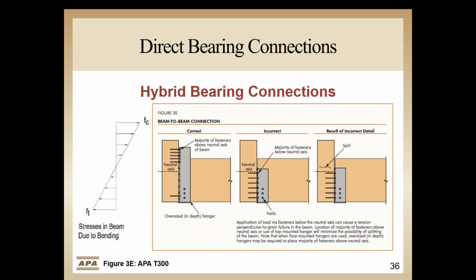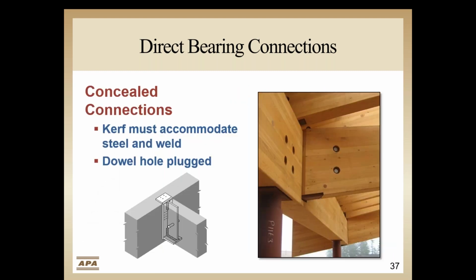Installing a hanger that transfers a large load in the supporting member can induce cross-grain tension stresses that can result in splitting of the supporting member.